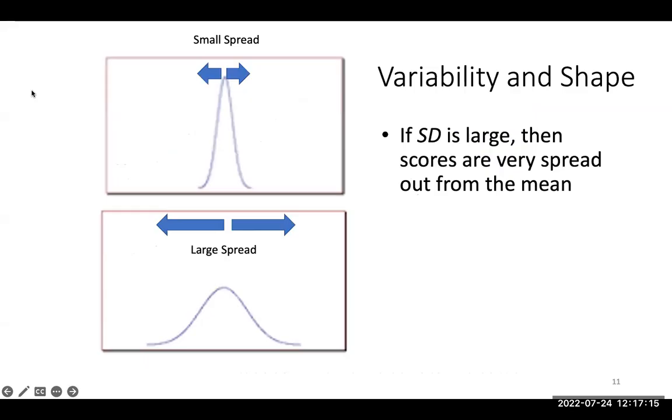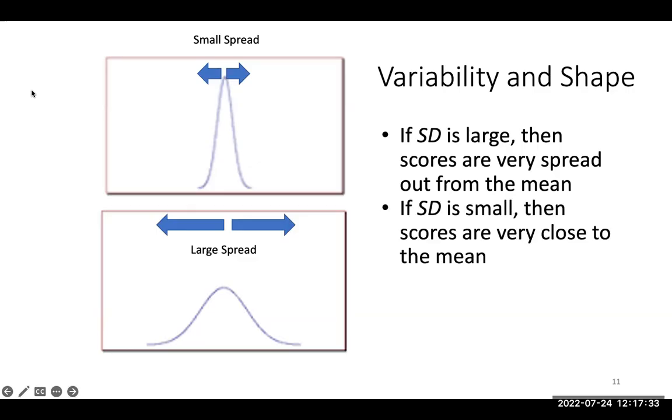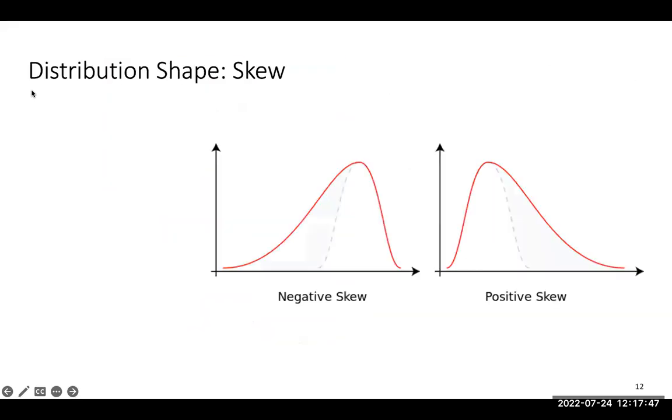How does variability affect the shape of a curve? Well, if the standard deviation is really large, you're going to have scores that are very spread out from the mean. So probably the mode is not going to be that high, and you're going to see kind of a wide curve. If the standard deviation is small, then the scores are really close to the mean. It means that there wasn't a whole lot of variation in how people selected it. This is what we call a tight curve.